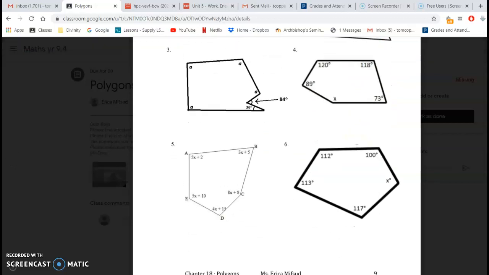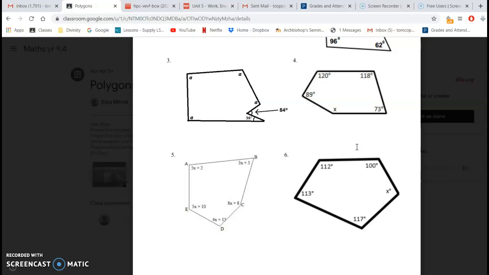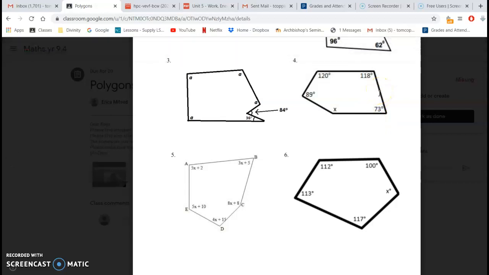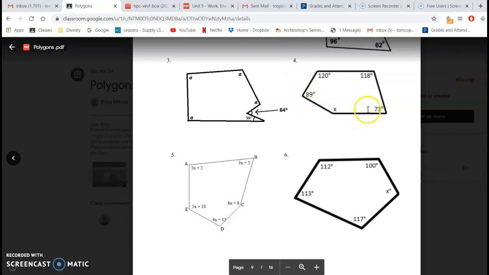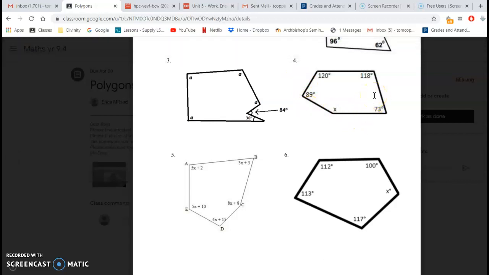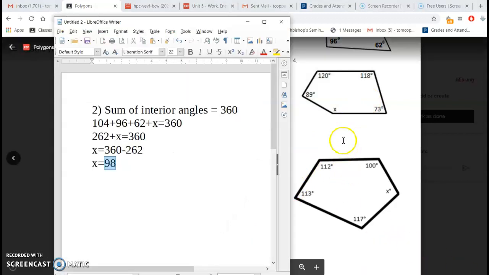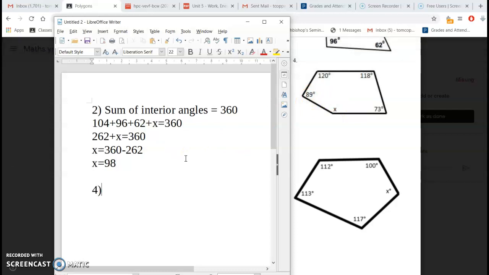Now let's move on to number 4, where it seems tricky, but it actually isn't. So number 4, count the sides. We'll have 1, 2, 3, 4, 5. Now, sum of interior angles in a 5-sided shape don't add up to 360, but how much do they add up to? So let's see. So we're doing number 4 now. So the sum of the interior angles is equal to 180. This is just the formula, don't worry.